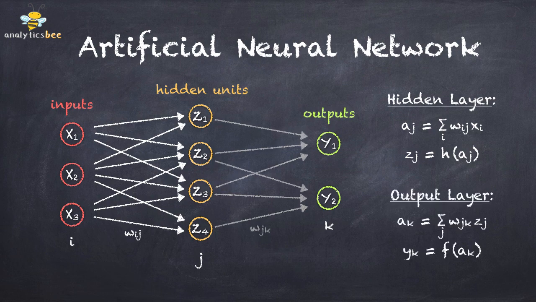Each output neuron receives a weighted sum of the hidden units that form its input. It then produces the final output according to the activation function f.